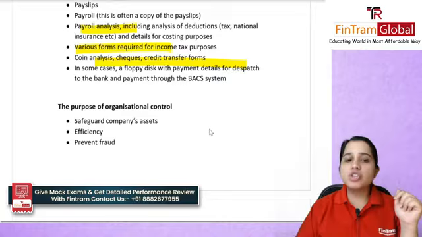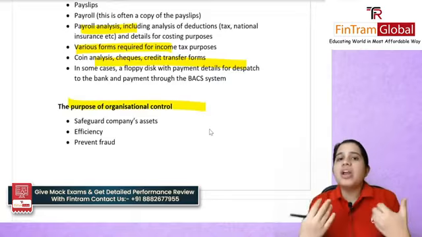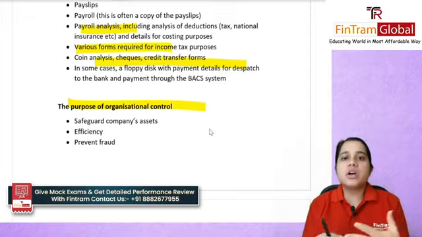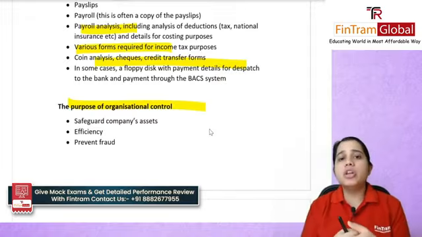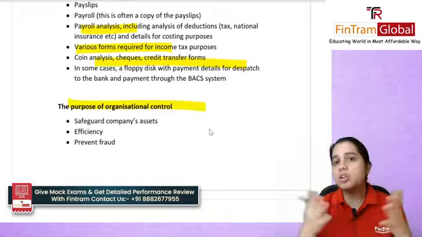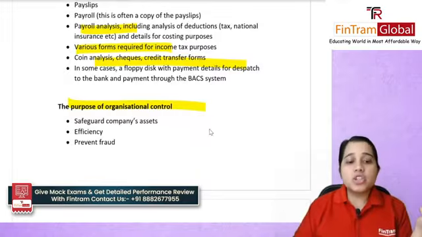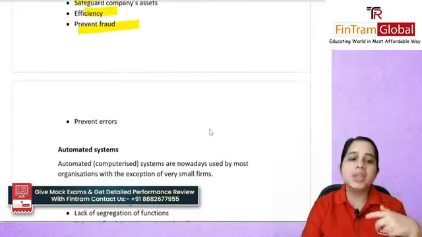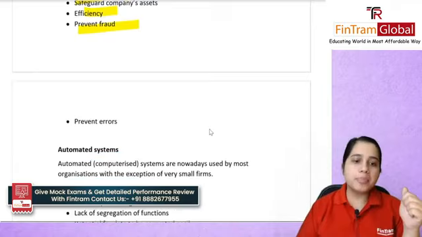Purpose of organization controls. Why do we need to have these controls? Because you want to safeguard your assets. If I didn't have these controls, employees would freely roam around, steal my inventory and do whatever they want. Controls also make sure there is efficiency, prevent any sort of fraud from happening, and prevent any error from happening.